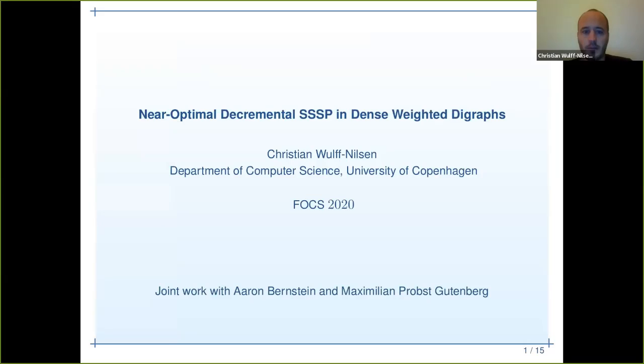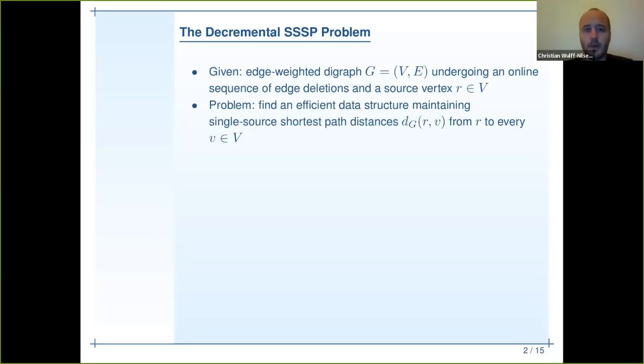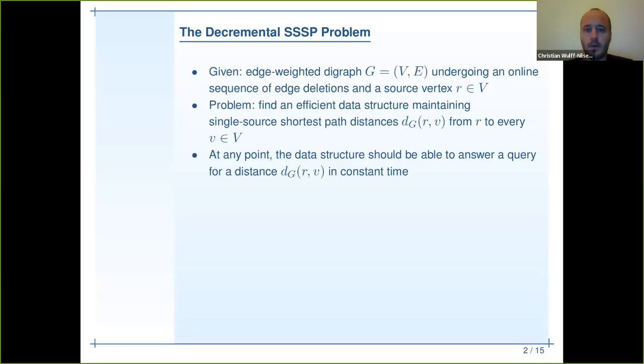Thank you. This is joint work with Aaron Bernstein and Maximilian Probst-Gutenberg. So the problem we're looking at is we're given an edge-weighted directed graph, G, undergoing an online sequence of edge deletions, and we have a fixed source vertex R. The problem is to obtain an efficient data structure that can maintain single source shortest path distances from this root R. So at any point in the sequence of updates, the data structure should be able to answer a query for such a distance in constant time.